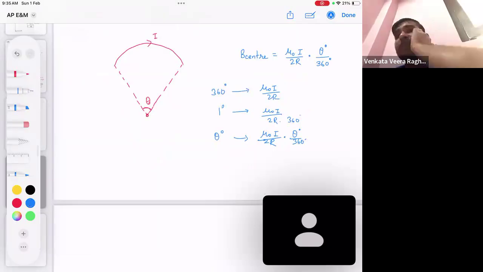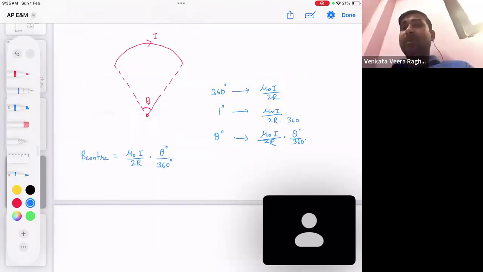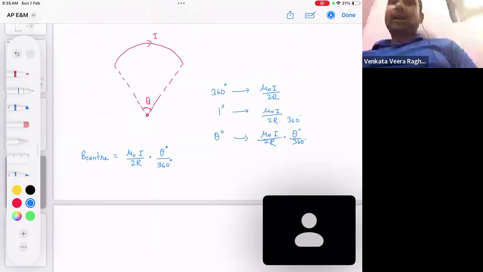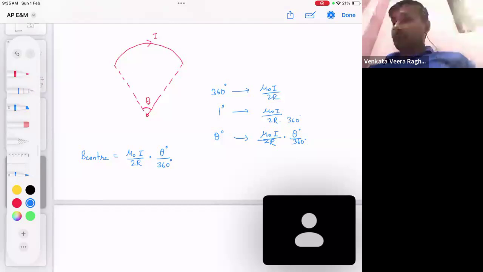The magnetic field at the center of a circular loop, how much is that? Mu naught I by 2r. And if you only want to calculate due to part of a circular loop, how much will it come? Mu naught I by 2r, theta degree by 360 degree, we can apply it. Understood? Please tell me.